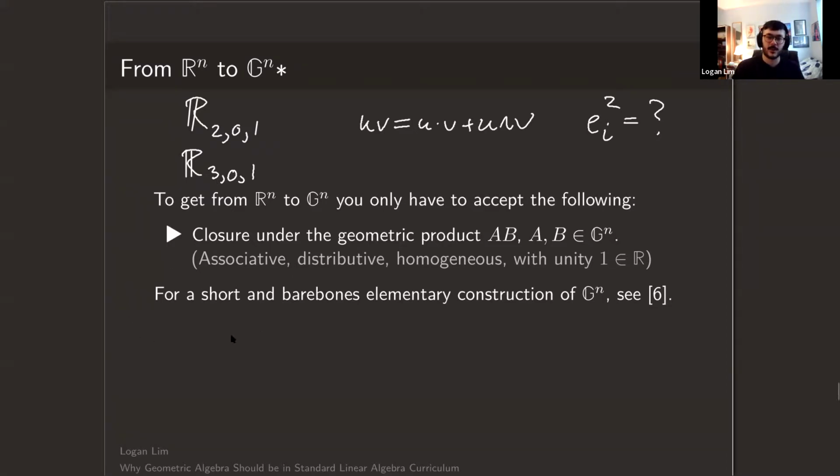Okay, and if you want a short, bare bones elementary construction, something that's a couple of pages, you can see reference 6.